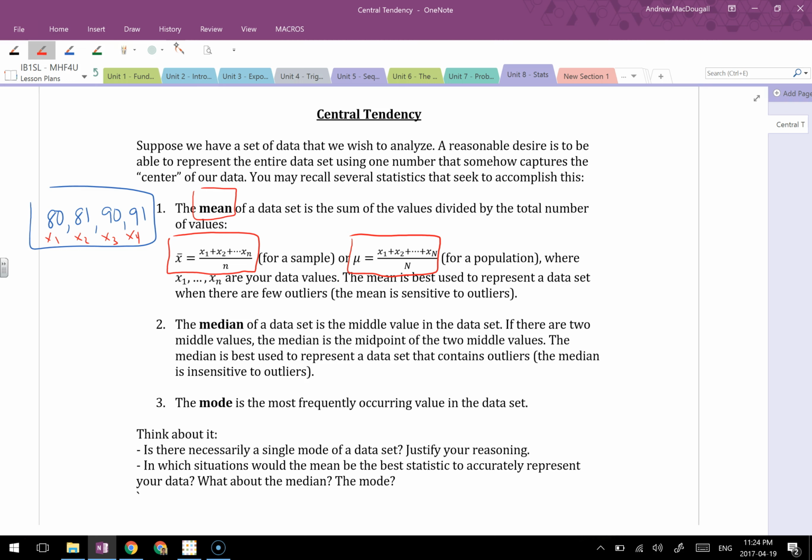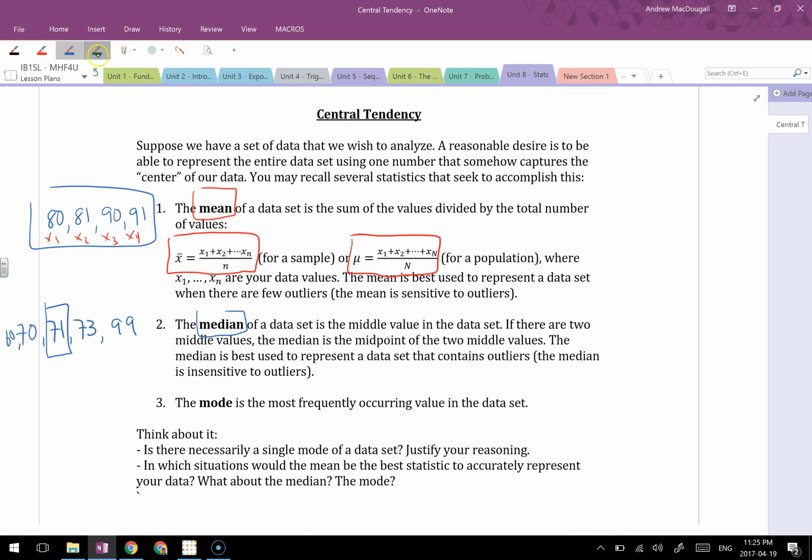Now the median is another statistic you're no doubt familiar with. Let's suppose we had these following marks, 70, 71, 73, 99, and let's put a low one on the end, 60. The median is the data point that lies in the middle. So in this case, it would be 71. And this is very good for outliers, if you have outliers in your data set. And we'll talk more about that in a moment.